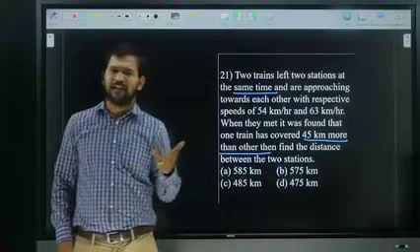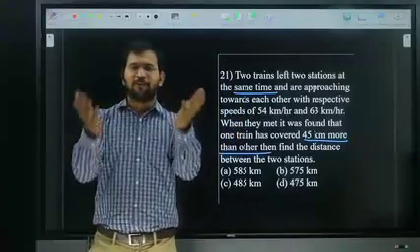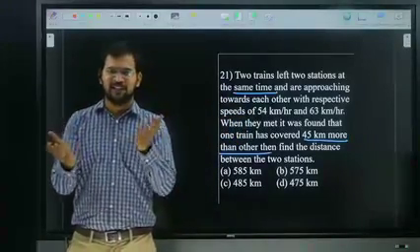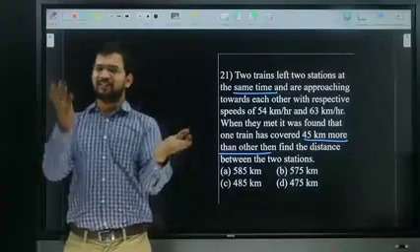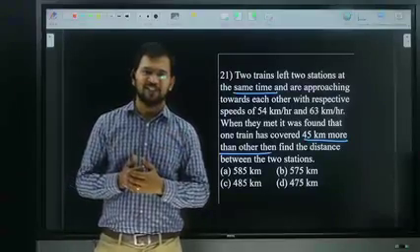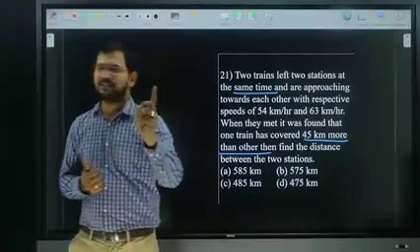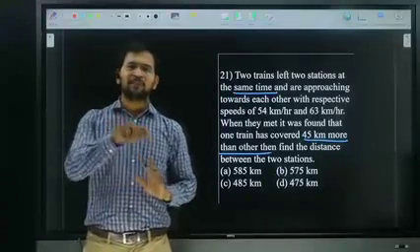First I will explain orally. Here the speeds ratio is 54 is to 63, which is nothing but 6 is to 7, because 9 6s are 54 and 9 7s are 63. Therefore speeds are in the ratio 6 is to 7. Therefore distances are also in the ratio 6 is to 7. So 6 parts, 7 parts.